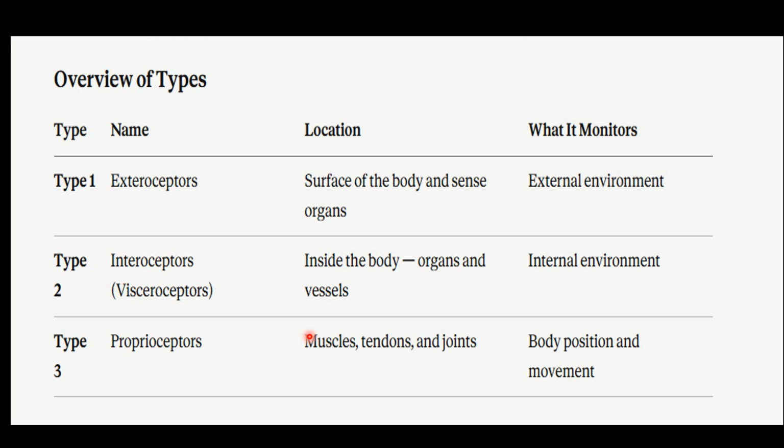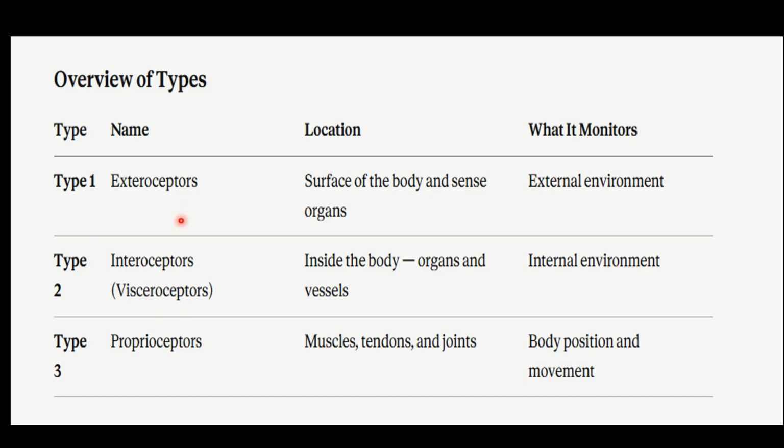The first type is exteroceptors. Exteroceptors means something related to the external environment. So its type is type 1, exteroceptors. Location is the surface of the body and sense organs. It is present on the surface of the body and sense organs. What does it monitor? It monitors the external environment. This is also an interview question, what it really monitors. So it monitors the external environment.